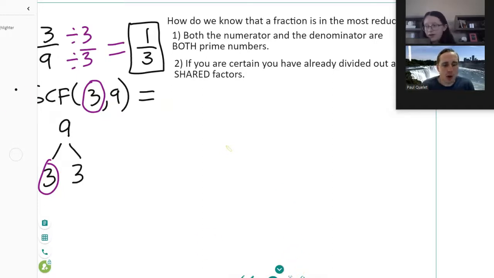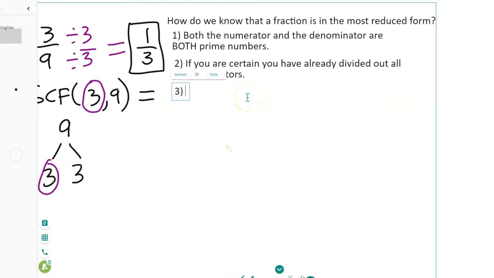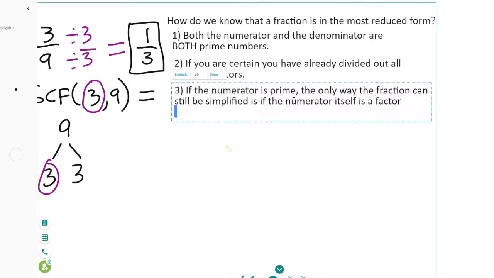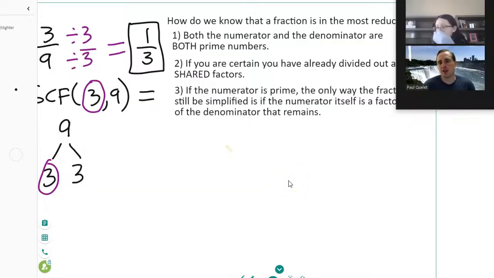The other way to know is this: if the numerator is prime, the only way the fraction can still be simplified is if the numerator itself is a factor of the denominator that remains. Okay? So those are basically your 3 rules.